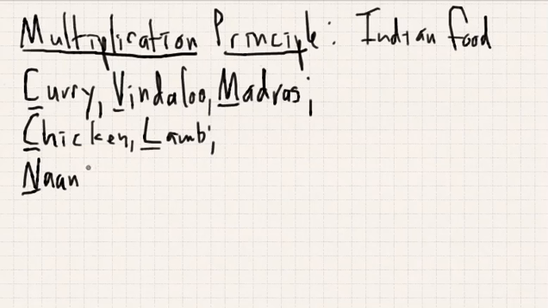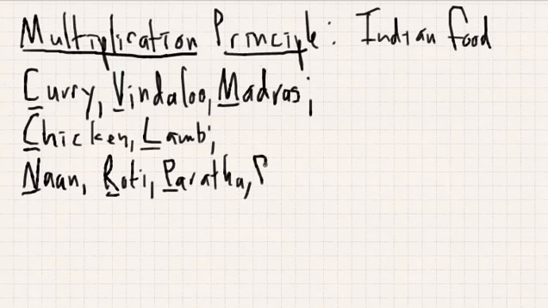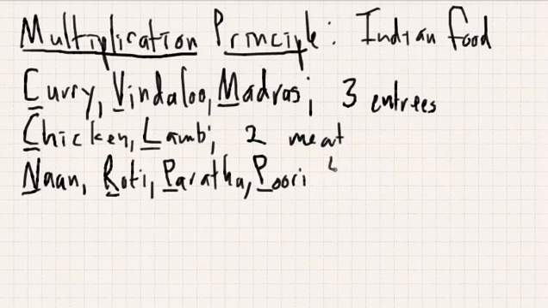But let's say I'm thinking about mixing it up, so I might get roti, I might get paratha, or heck, I might get puri. Great. So I've got three possible entrees with two possible choices of meat and four different kinds of bread.